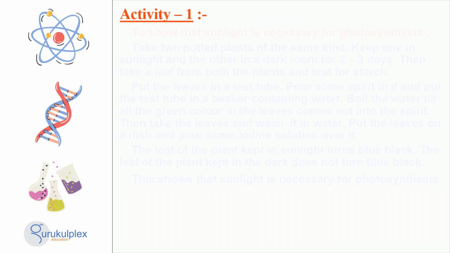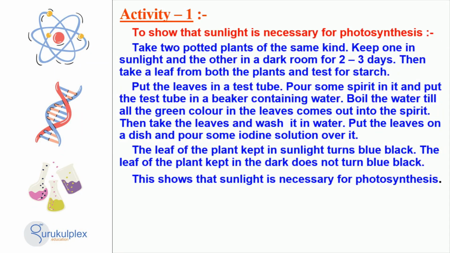To demonstrate the importance of sunlight for photosynthesis, take two plants of the same kind and keep one in sunlight and the other in a dark room for 2 to 3 days. Afterwards, take a leaf from each plant and test for starch. Put the leaves in a test tube, add some spirit and place the tube in a beaker of boiling water. The green color of the leaves will be released into the spirit.